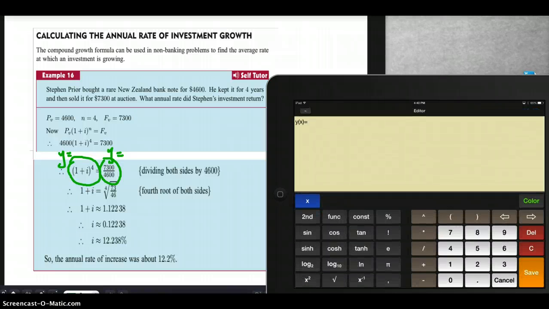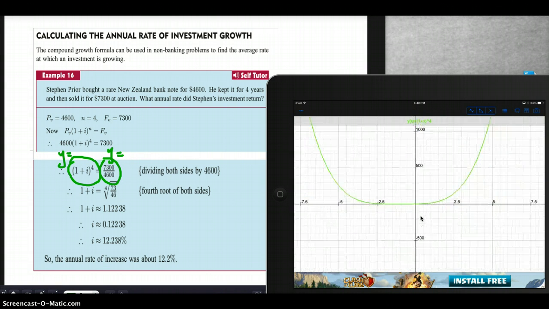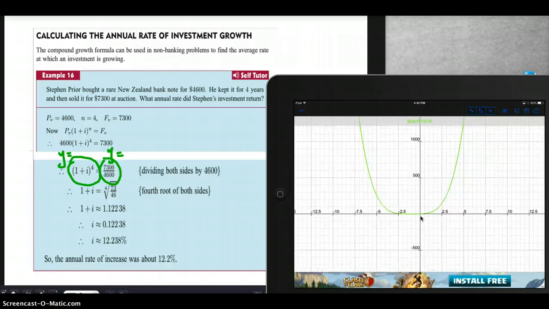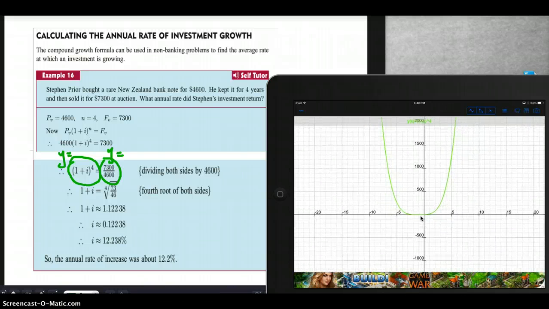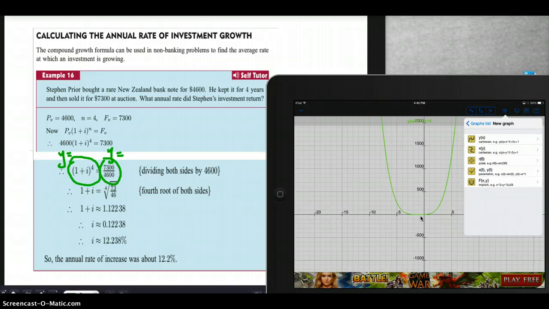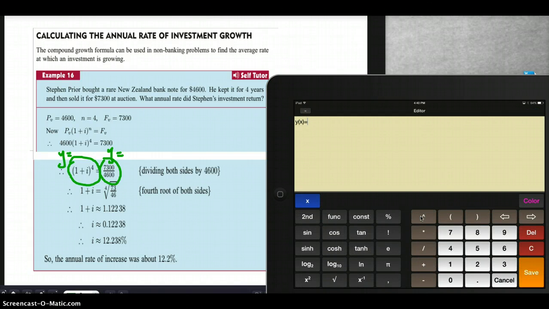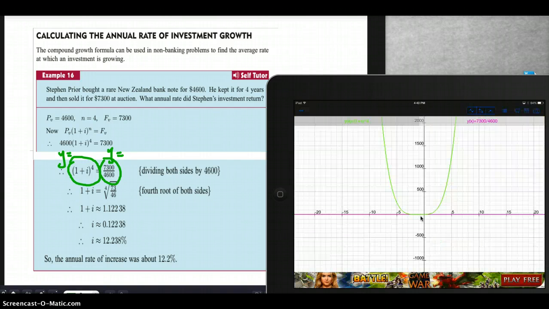So y of x equals, and we're going to put in this first 1 plus I to the power of 4. So 1, and then we're going to use x instead of I, right? And remember, the power of button is this over here. Power of 4. And save that. I'm going to play with this a little bit until I can see it well. There's the shape of my graph, okay? Now I'm going to put in the other side of the equation as its own equation, y of x equals 7,300 divided by 4,600. And save that.